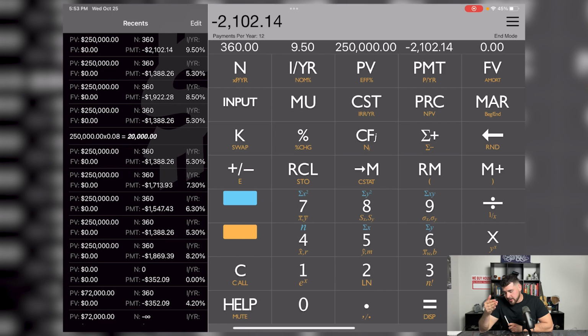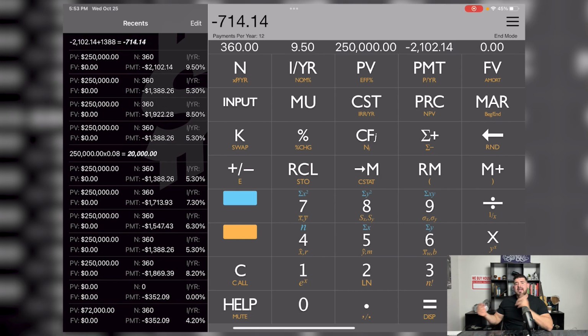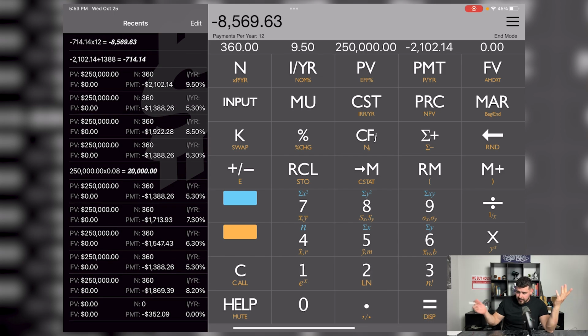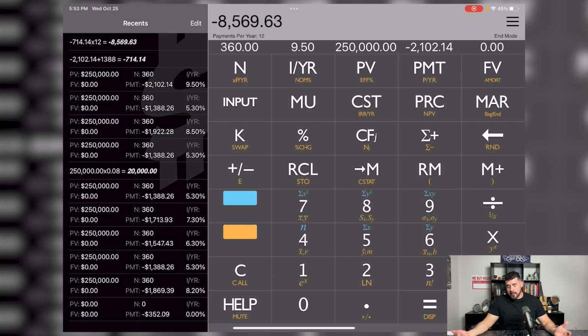So if you were to do it just as a pure rate of return, you're at 2102 minus, what was it, 1388? You're still going to cash flow $714 a month, which is a really good deal, times 12. Now $8,569. So if it cost you $10,000 to buy and hold this property, you're sitting at a roughly 85, 86% rate of return on your money, which is a really, really good deal.